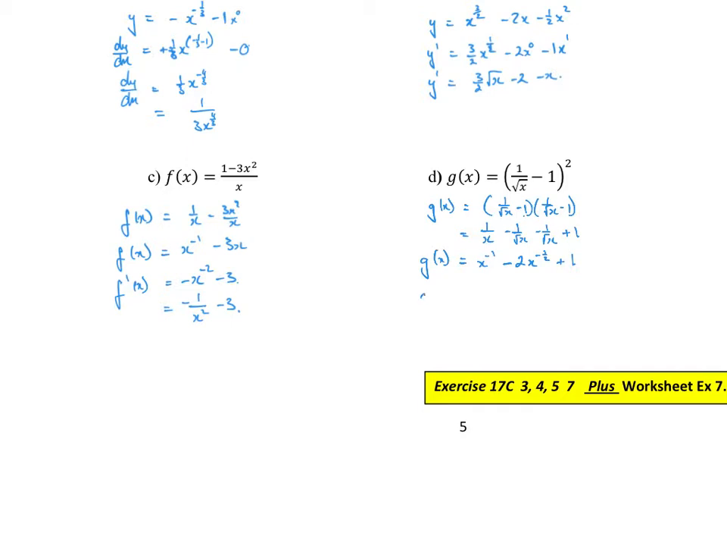Now, g of x, so it's g dashed of x, minus x to the minus 2. Negative a half times negative 2 is positive 1. X, negative a half minus 1 is minus 3 on 2. And then the derivative of 1 is just 0. So the derivative g dashed of x is equal to, what's that going to give me? Minus 1 over x squared.